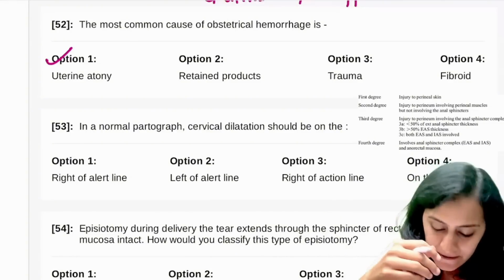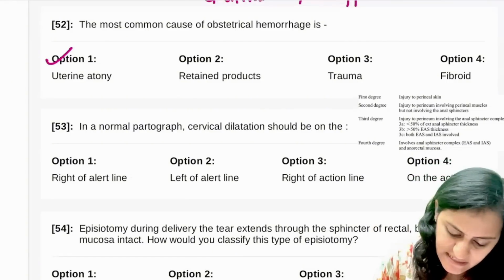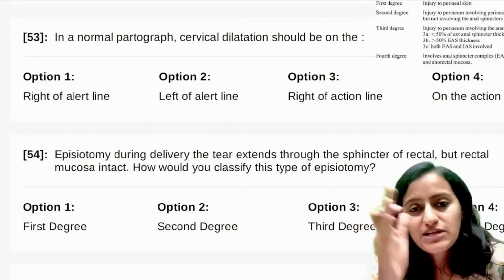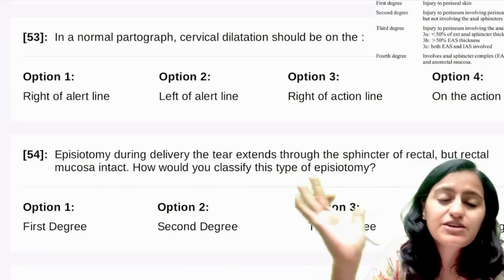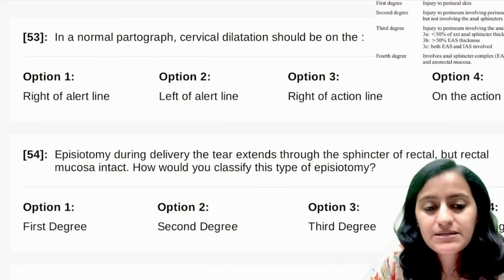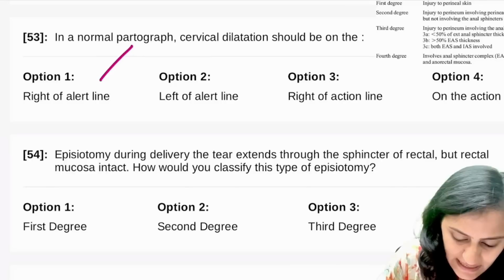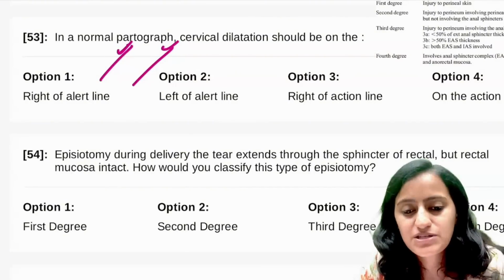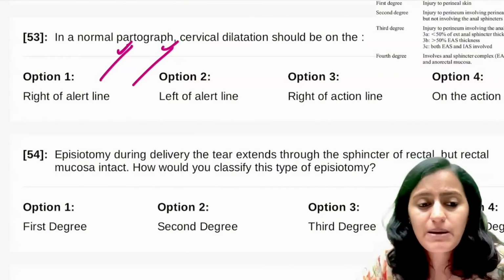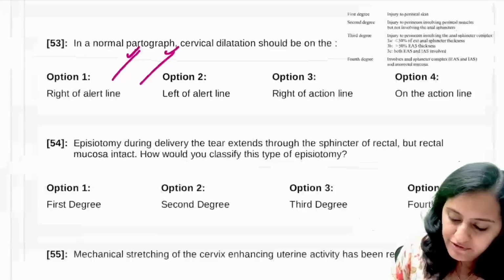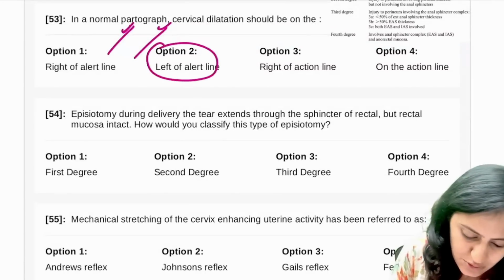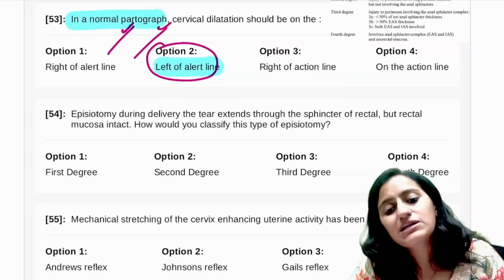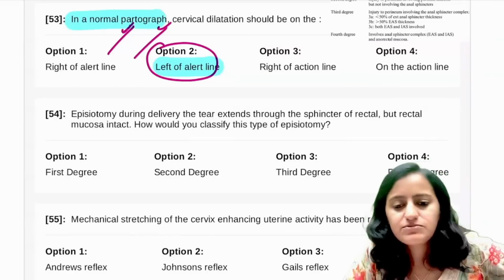Everybody knows that. In a normal partograph, the cervical dilatation should be... Logical सोचो, ये normal partograph बोल रहे हैं. So there should be no alert, no action. It should be to the left of the alert line, right? In the partogram, you have the alert line and the action line. This is where you get alerted. This is where you take action. You refer the patient and all. It becomes like an emergency. So remember, it is to the left of the alert line in a normal partograph. Logical. Okay, so left is normal.